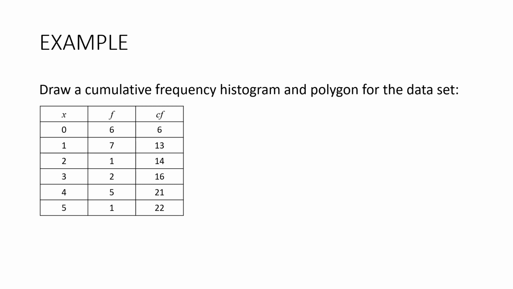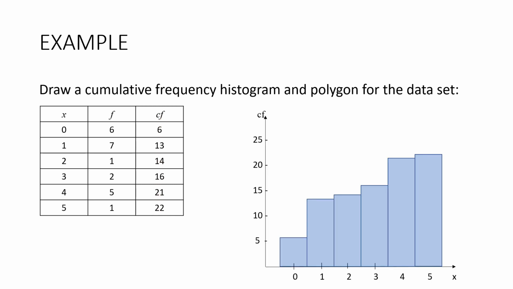Now this data set, you can see I have already worked out the cumulative frequency. So let's draw the histogram. You can see here how I've started at 0. That's our first entry. So we've got 0, 1, 2, 3, 4, 5 along the x-axis. Because it's cumulative frequency, the column height is ascending. It's always going up. So there's our cumulative frequency histogram. The polygon, I'm just going to join the top right-hand corner of each of those columns, like that.